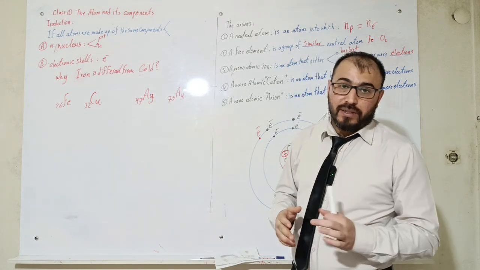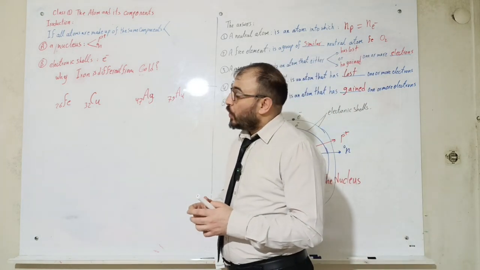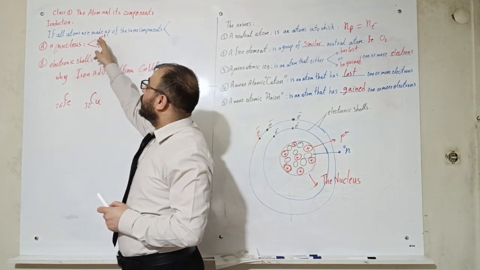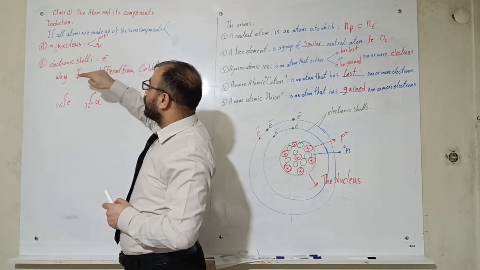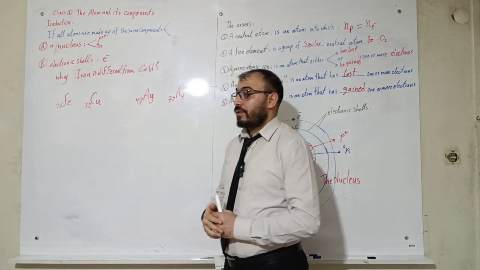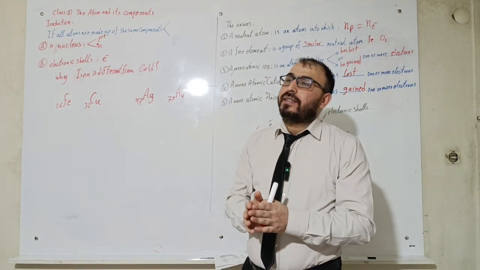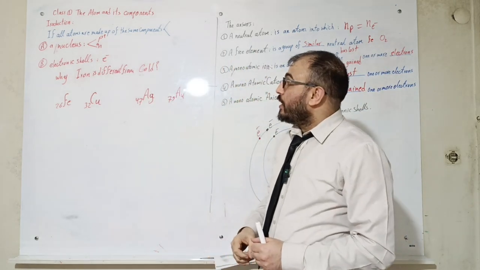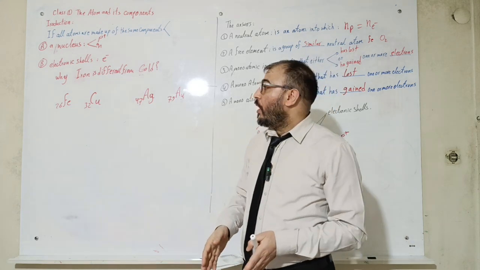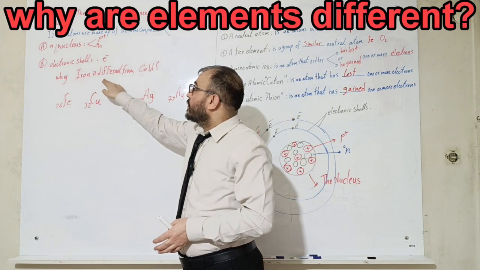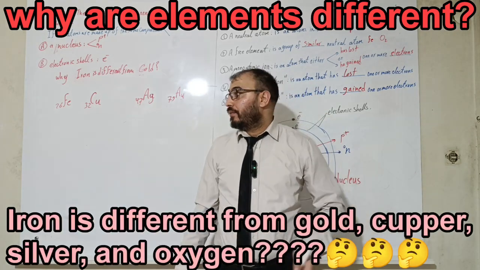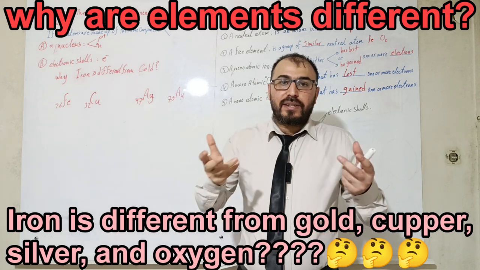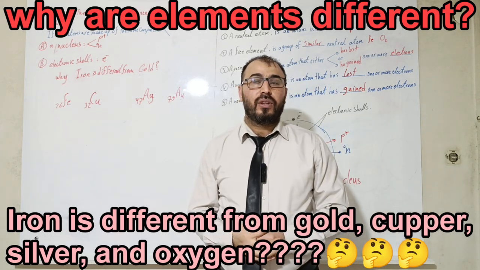One of my students asked me this question. Teacher, you said that all atoms in the world are made up of the same components: a nucleus, protons, and neutrons, and electronic shells, including electrons. All of the atoms in the world? I said, yes, all of them in the universe, not only in the world. Then he said, teacher, if so, why are iron atoms different from gold atoms, different from copper atoms, different from silver atoms, and those elements are different from one another?